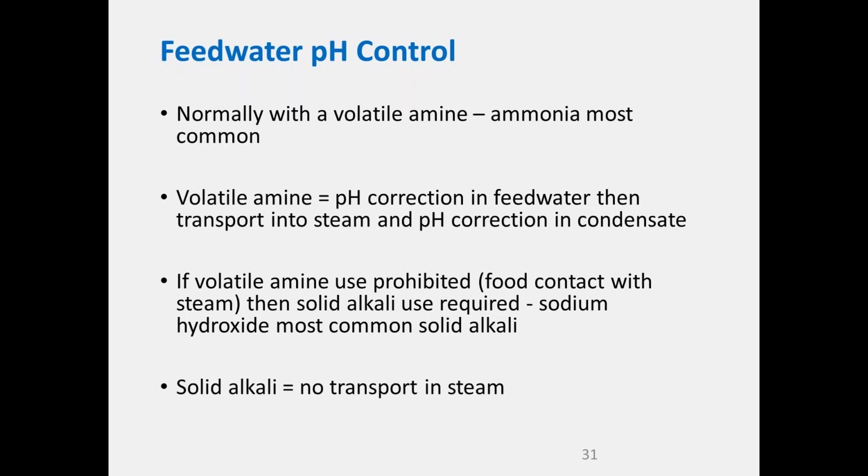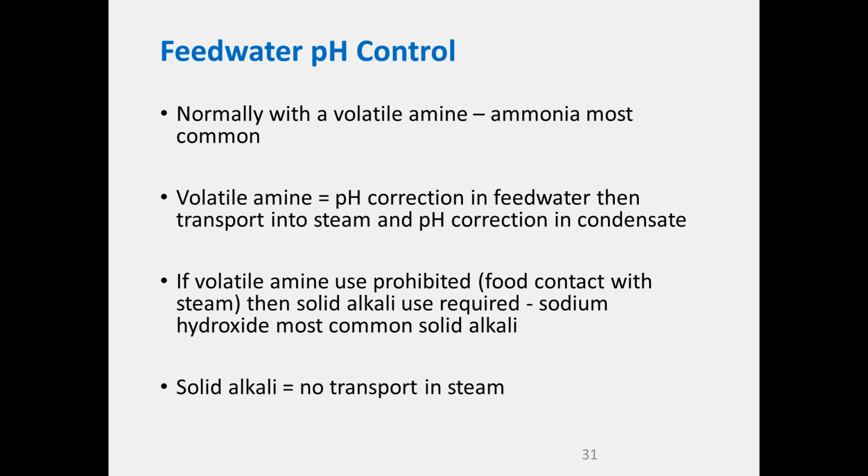Normally it's with a volatile amine, and aqueous ammonia is the most common. It's cheap, it's pretty easy to use. You just dose a little bit in with a dosing pump. If it's what we call a volatile amine, what it means is it dissolves into the water, but then it also goes into the steam, and when the steam condenses, it's still present in there. So it will give you a pH correction in the feed water, then it will give you a pH correction in the condensate.